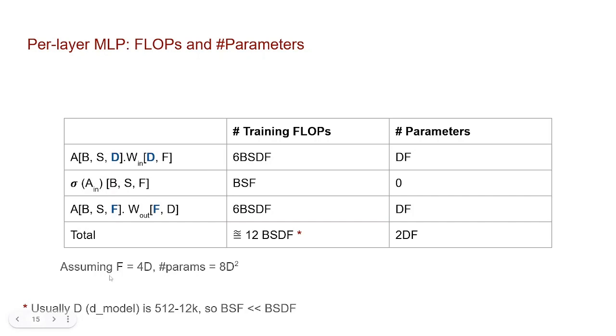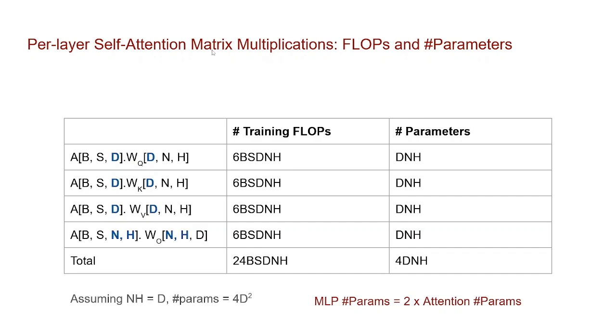Often we take the hidden dimension of the MLP as 4 times the input dimension, 4D. So the number of parameters becomes 8D square. For the linear projections going on in the self-attention module, we obtain the query, key and value vectors for each token in the batch, and for the output of each attention head for every token, we back project it to a d-dimensional vector.